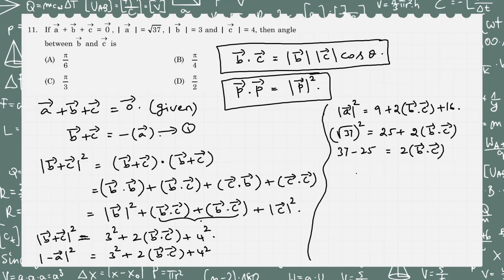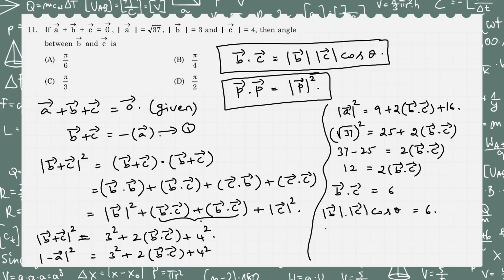So 37 minus 25 is 12, correct? So 12 equals 2 times b dot c. So this gives you 12 by 2 equals b dot c. So b dot c equals 6. Now you can apply the property: length of b into length of c into cos of the angle between b and c equals 6.